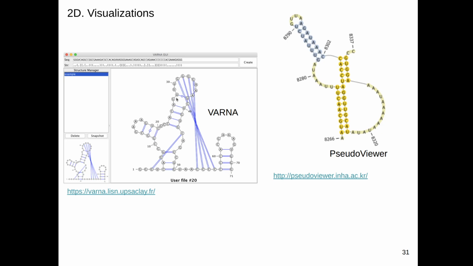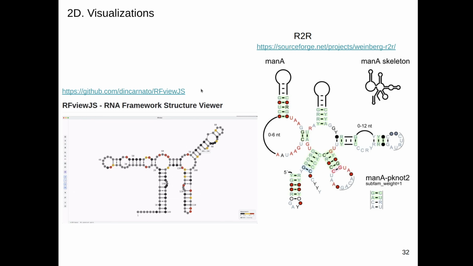Unfortunately, VARNA is Java-based, so it's not incorporable into web servers, web solutions. But luckily, recently, Denis Incarnato resolved this by developing RNAcanvas.js, which is basically a JavaScript version of the algorithm drawing secondary structure as it was in VARNA. So basically, it's web-compatible VARNA, but not only.